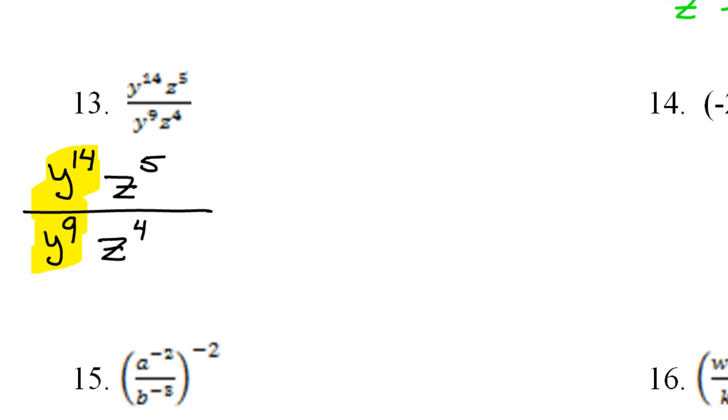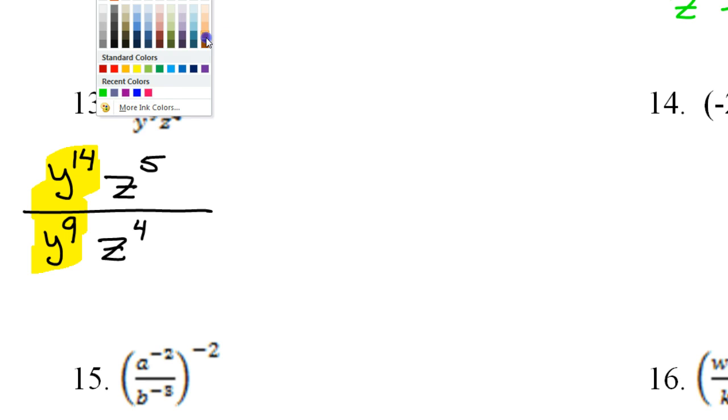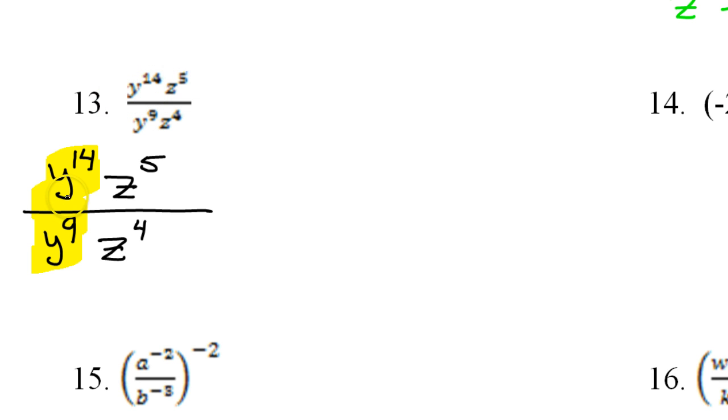So if I do the y's, you can think of it as subtracting. I really think of it as canceling, right? 14 minus 9 is 5. So anyway, these 9 y's are going to cancel out 9 of these y's and leave 5 behind. So that's why I'm going to have y to the 5th power in the numerator.